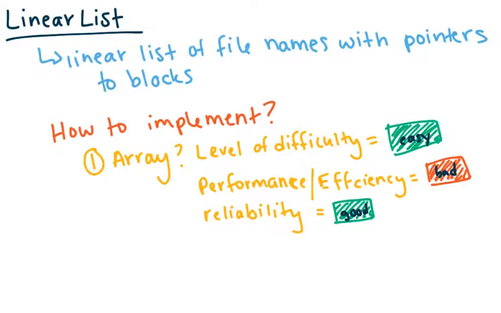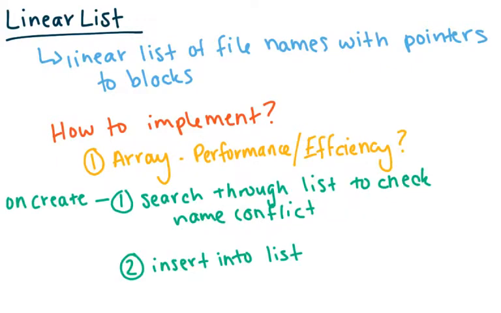Level of difficulty, easy. Arrays are easy. Performance efficiency, kind of bad. In some instances bad, some instances good. And then reliability, good. So let's break this down. I'm not going to talk about the ease of implementation. You all know arrays. So for performance and efficiency, let's think about a couple use cases.